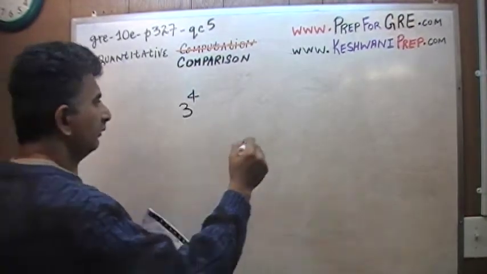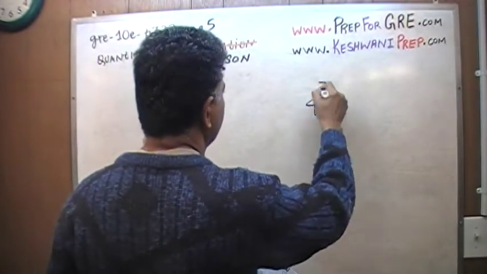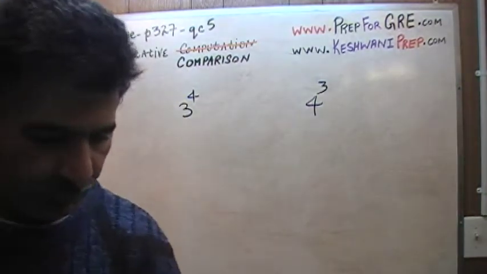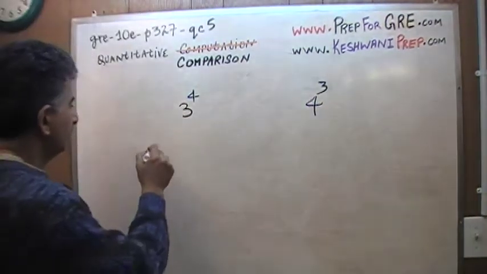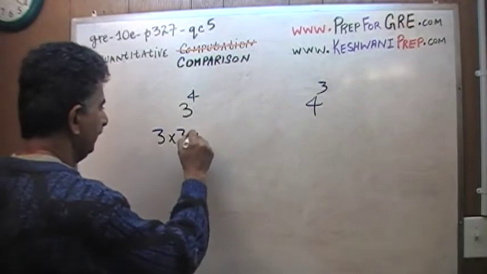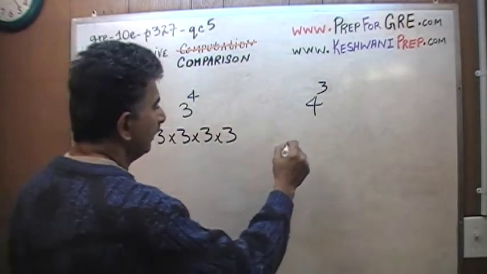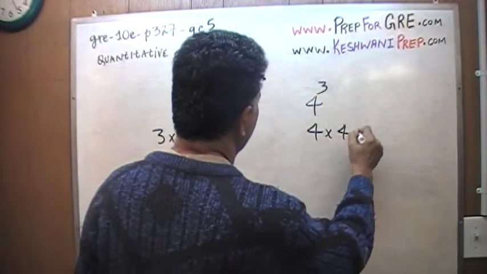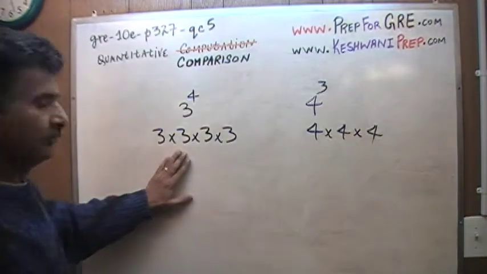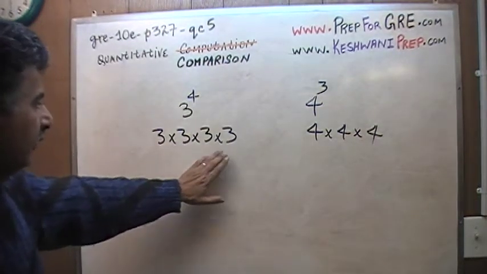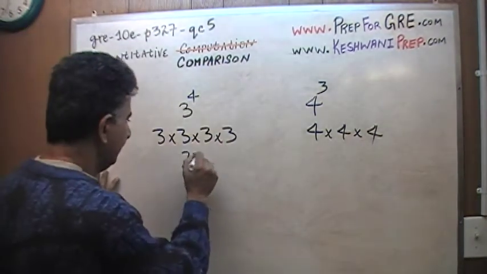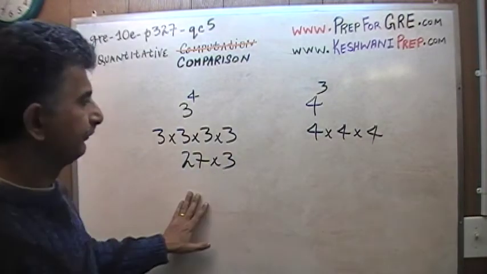3 raised to 4 versus 4 raised to 3. It's just a matter of doing it out, that's all. 3 raised to 4 is just simply 3 times 3 times 3 times 3, and then 4 times 4 times 4. 3 times 3 is 9, 9 times 3 is 27, 27 times 3, I'm not going to waste my time with that, let's just leave it there.